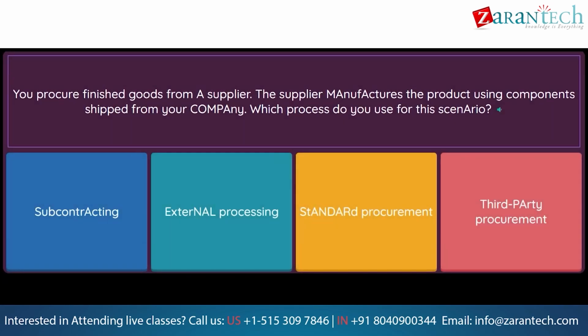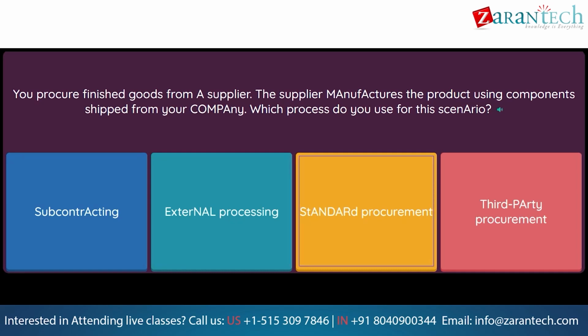Question: you procure finished goods from a supplier. The supplier manufactures the product using components shipped from your company. Which process do you use for this scenario? Option 1 Subcontracting. Option 2 External processing. Option 3 Standard procurement. Option 4 Third-party procurement.